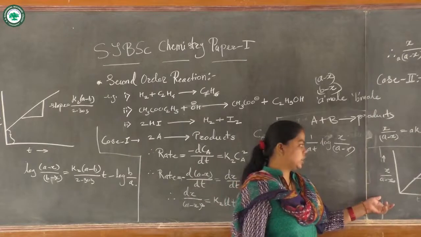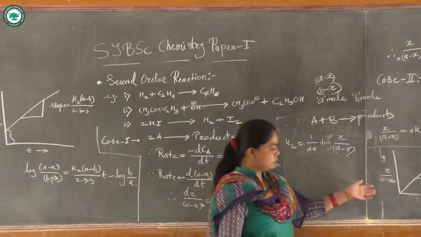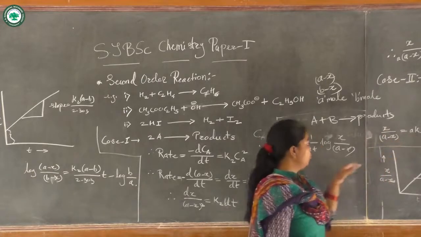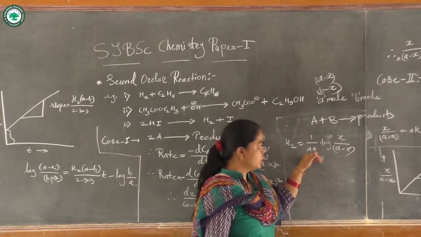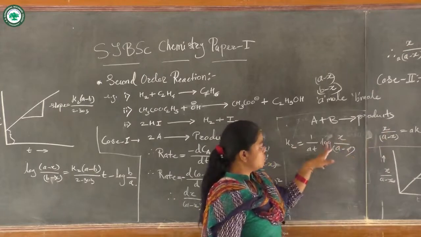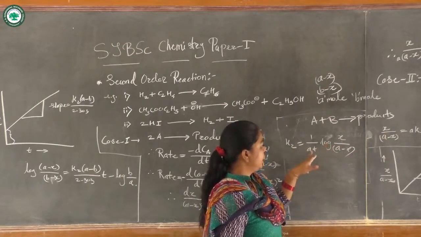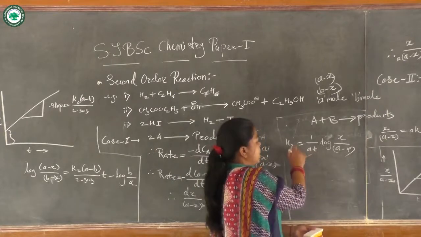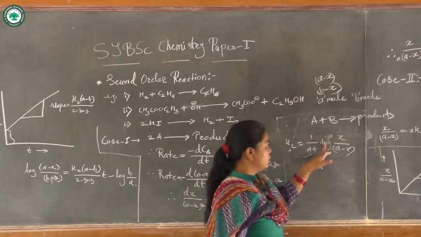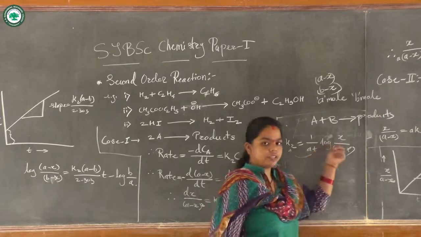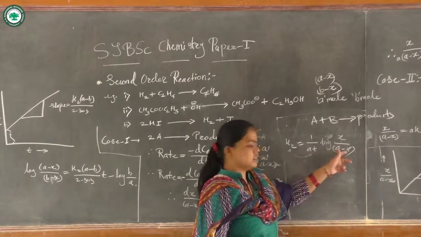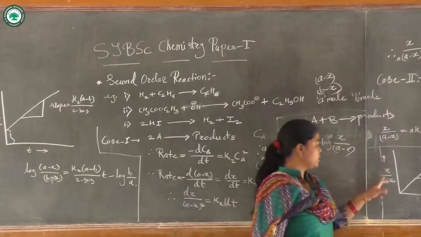we can also plot another graph if we rearrange the equation, but we are going to consider this x upon a minus x. If we rearrange this equation, the log and at will go to this side, so it becomes multiplied to K2. If we remove the log, we are getting x upon a minus x.